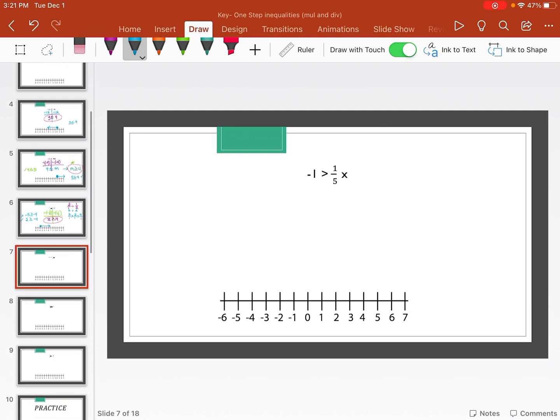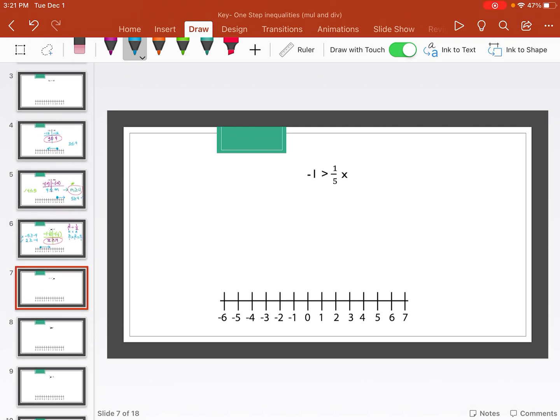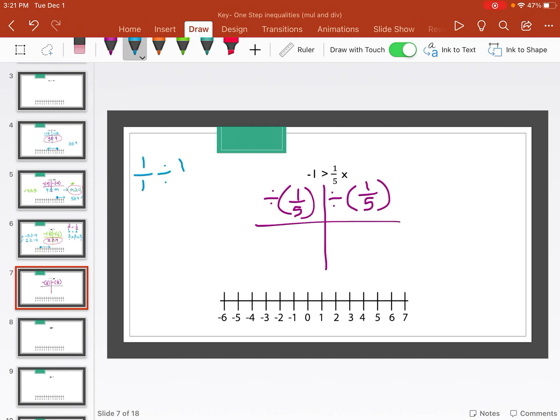All right, just a couple more. Go ahead and solve this one. It's just like the last one. Okay, so we are dividing by 1/5. Dividing by 1/5. So I have 1 over 1 divided by 1 over 5. Keep change reciprocal. So 1 over 1 times 5 over 1, which gives me 5 over 1, or just 5.